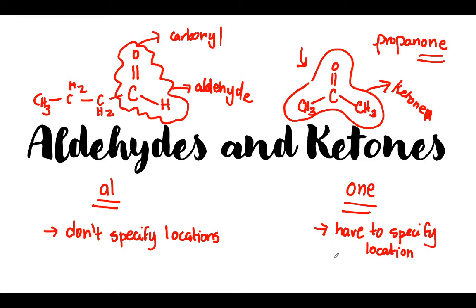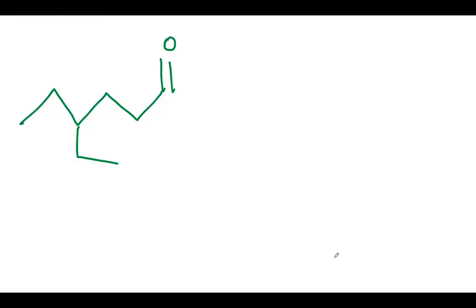Let's take a look at this example here. Firstly, we want to identify if this is going to be an aldehyde or a ketone. If you take a look at this here, we've got this double bond between this carbon and this oxygen. We see that this carbon is not attached to any more carbons, which means that this is an aldehyde. So there's a hydrogen there.